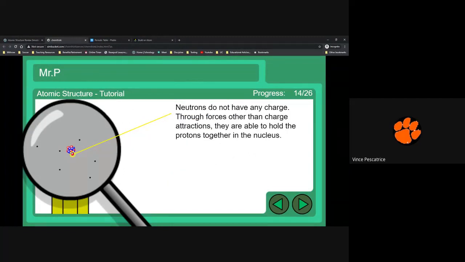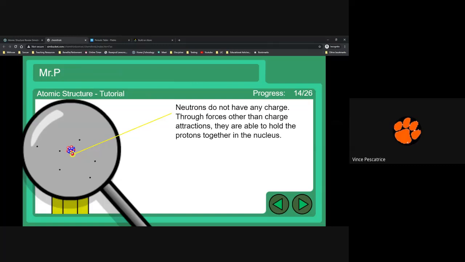Neutrons do not have a charge. Okay, so that's important. If you look at it, you can think about nucleus, neutrons, neutral. Neutrons, no charge. Through forces and attractions, so like the positive negative thing is the attractions, there are other forces that hold together an atom, and that's how the neutrons function.